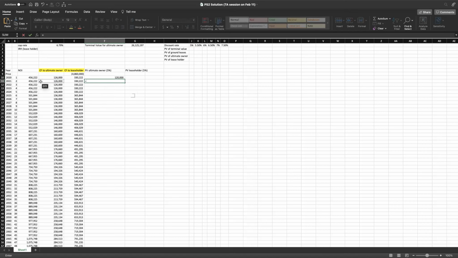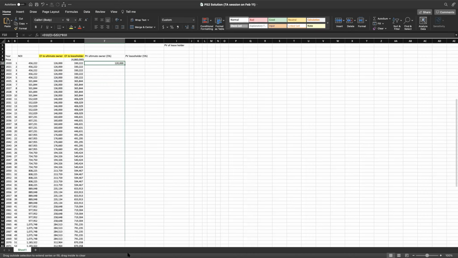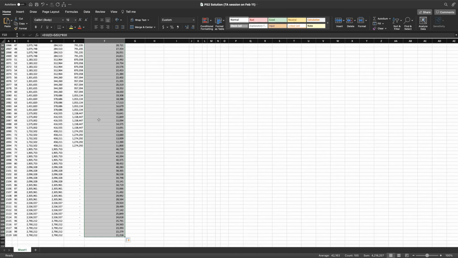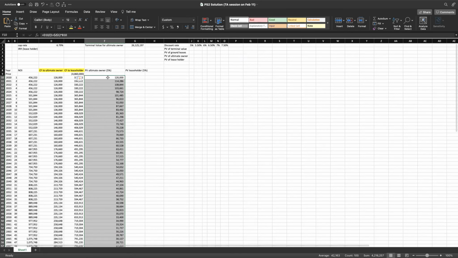And similarly, I don't need to do this, so I just drag everything. So you can see, although later the cash flow to the ultimate owner is growing following our assumption, the present value of it is actually very low. You can do the same thing for the leaseholder as well.